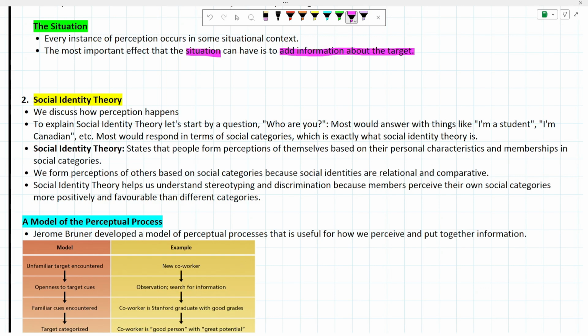Social identity theory states that people form perceptions of themselves based on their personal characteristics and memberships in social categories. So let me highlight that. Form perceptions of themselves based on personal characteristics in the social categories. So we form perceptions of others based on social categories because social identities are relational and comparative. Social identity theory helps us understand stereotyping and discrimination because members perceive their own social categories more positively and favorable than different categories. So let me highlight that in red. It helps us understand stereotyping, discrimination.